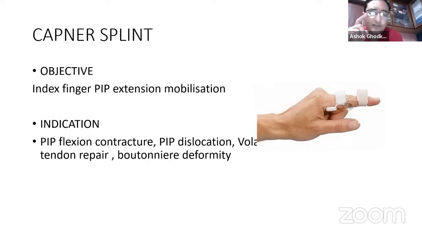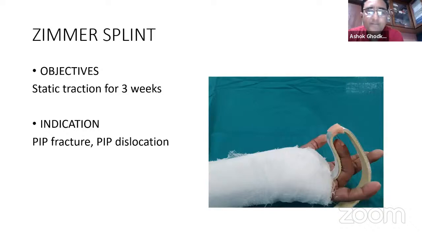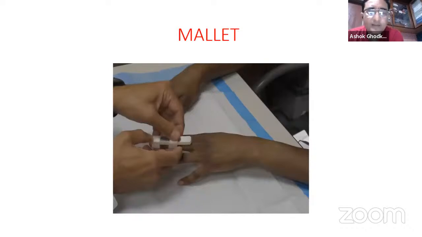So in all your DIP joint injuries, this is a Capener splint. It has a spring over here, so that they can do these dynamic movements. For your DIP flexion contractures, this splint is very, very useful. This is a Zimmer splint, which we are using nowadays for DIP fractures and dislocations, and a mallet splint.